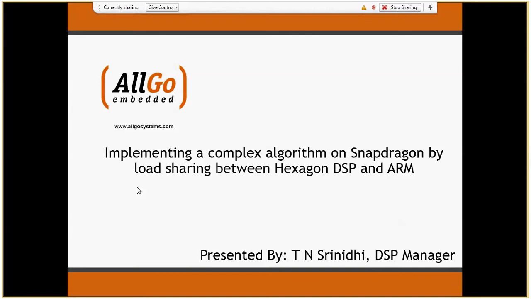We have also been working with various customers where we take proprietary algorithms from them and optimize them on QDSP. All these details will be in the following slides.